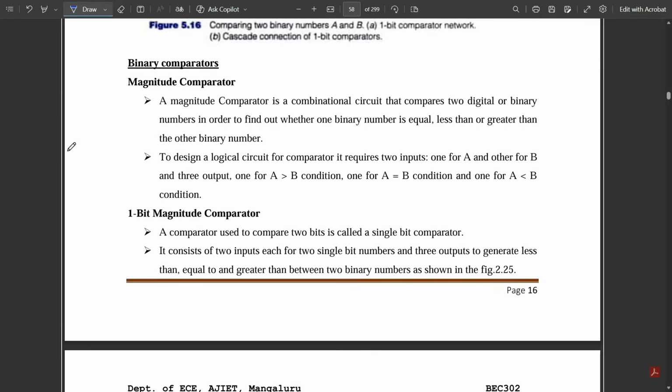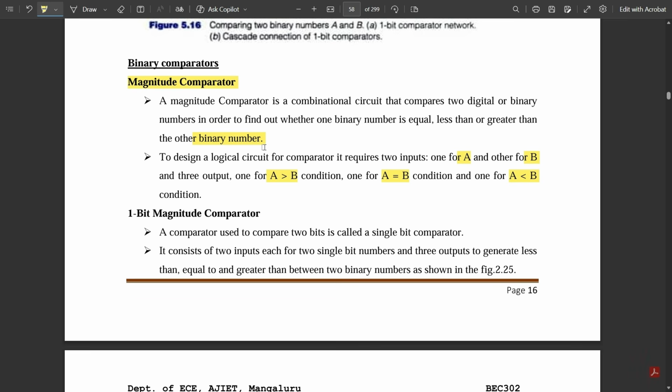Now let's get to binary comparators under the magnitude part. That is called a magnitude comparator. Let us see what you mean by that. A magnitude comparator is a combinational circuit that compares two digital or binary numbers in order to find out whether one binary number is equal to, less than, or greater than the other binary number. Okay. To design the logical circuit for a comparator, it requires two inputs, one for A and the other for B, and three outputs, that is one for A greater than B, one for A equal to B, and one for A less than B. Okay, like this the magnitude comparators are done.